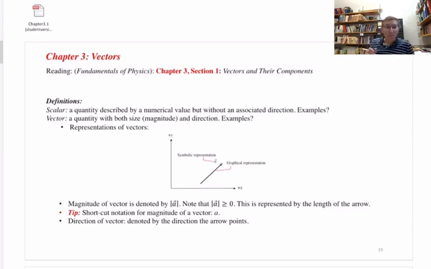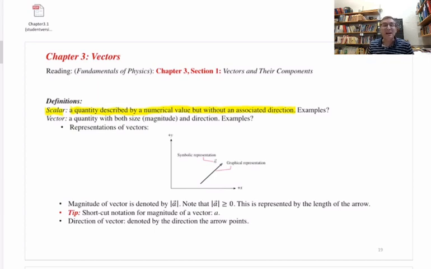To a mathematician or a physicist or an engineer, quantities in nature are conveniently categorized. And two of the categories we're going to be talking about are scalars and vectors. Let's start with a scalar. A scalar is any quantity that's described by a numerical value without an associated direction. Okay? It's just a number, and there's no directional aspect to it whatsoever.